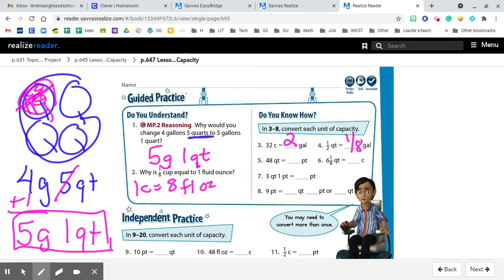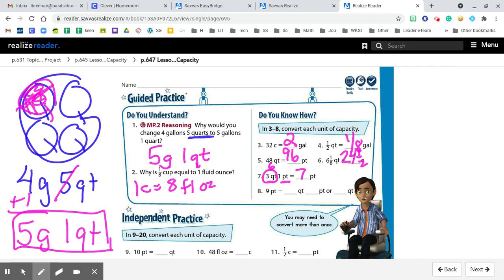So number 5, 48 quarts equals how many pints? And there's 2 pints in a quart, so we multiply that by 2, and we get 96 pints. 6 1/8 quarts equals how many cups? We know in 1 quart there's 4 cups. So when we do 6 1/8 times 4, we get 24 and a half. 3 quarts, 1 pint equals how many pints? So we know there's 1 pint there. So we need to figure out 3 quarts equals how many pints. And we know in 1 quart there's 2 pints. So in 3 quarts there's 6 pints. So I've got 6 plus 1 equals 7.